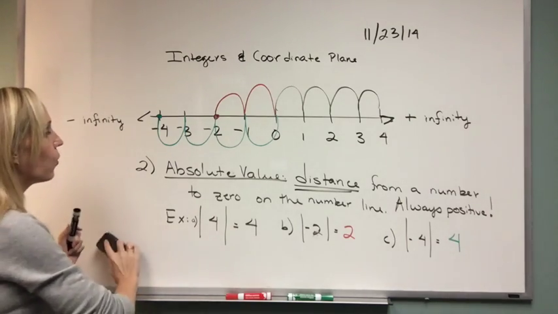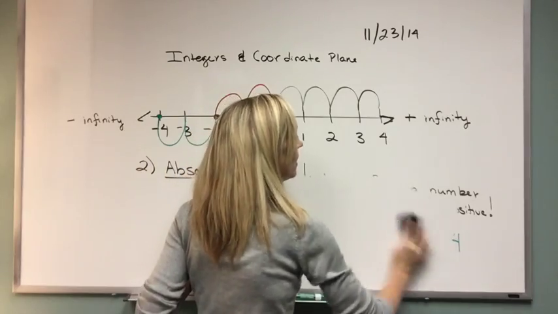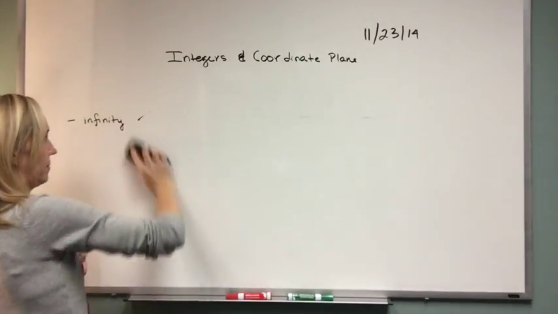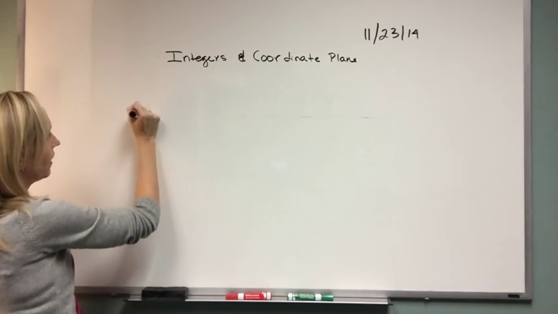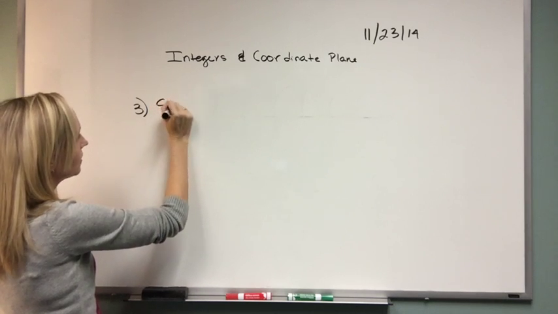We're going to just do a quick review of a couple sign issues before we move on to the coordinate plane. So number 3 under our section of integers is signs.